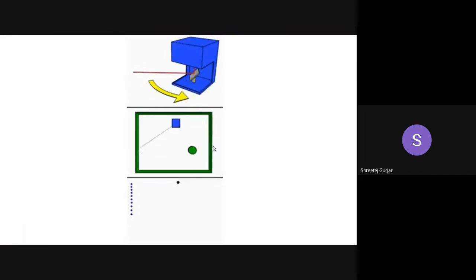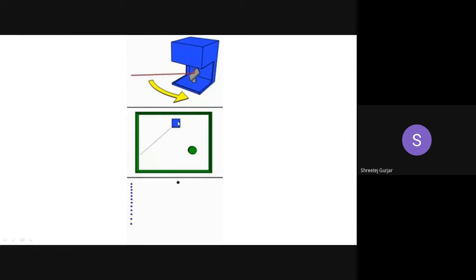Okay, coming to another animation, you can see a simple animation over here. The top image shows a 3D or isometric view of the instrument. You can see we have a light beam which is coming out from the top, and a mirror which is helping it to go 360 degrees.